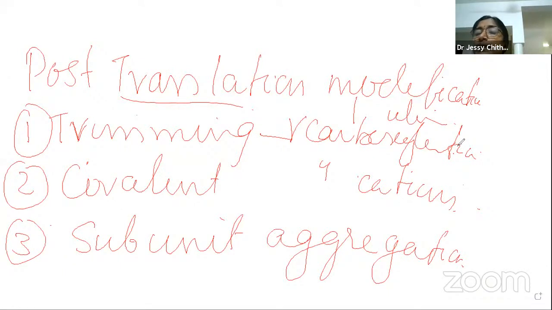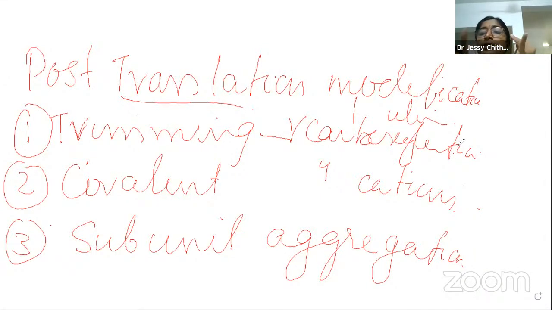Now subunit aggregation. Immunoglobulins, you know there are subunits in it. Also in hemoglobin, you know that there are subunits in it. And these subunits are getting aggregated by post-translational modification. Understand? So these are the processes coming under post-translational modification: trimming, covalent modification, and subunit aggregation.